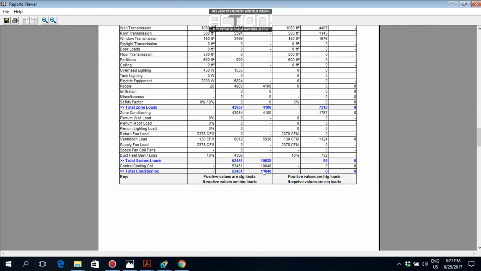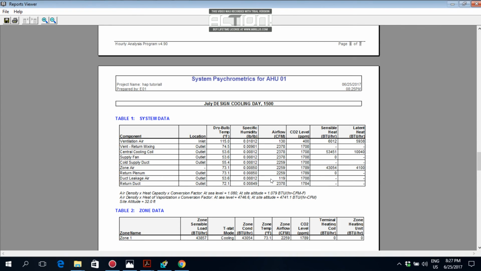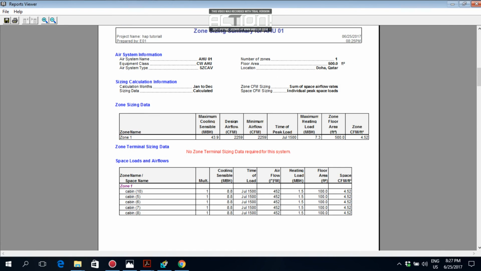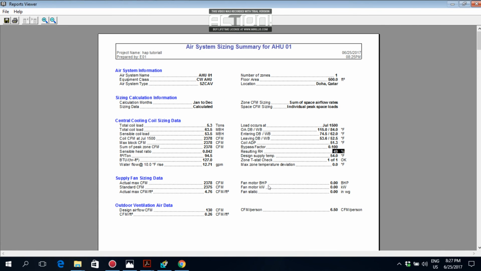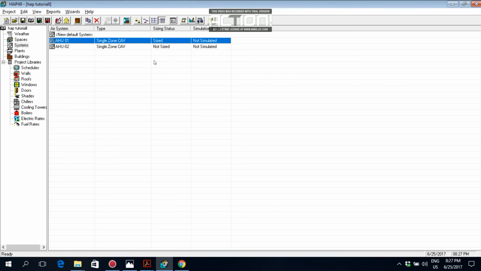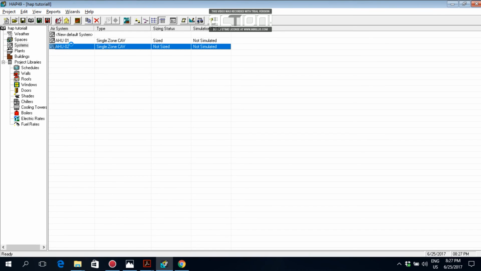So there will be other reports. It is going to take a long time if you want to know how to read each and every report and what is the use of each and every report. So by this part it is completed. The HAP itself, and the use of HAP itself, is completed.